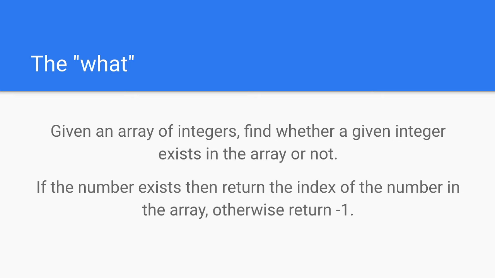If the number exists in the array, then I want my algorithm to return the index number where that element is present. Otherwise, just return -1.